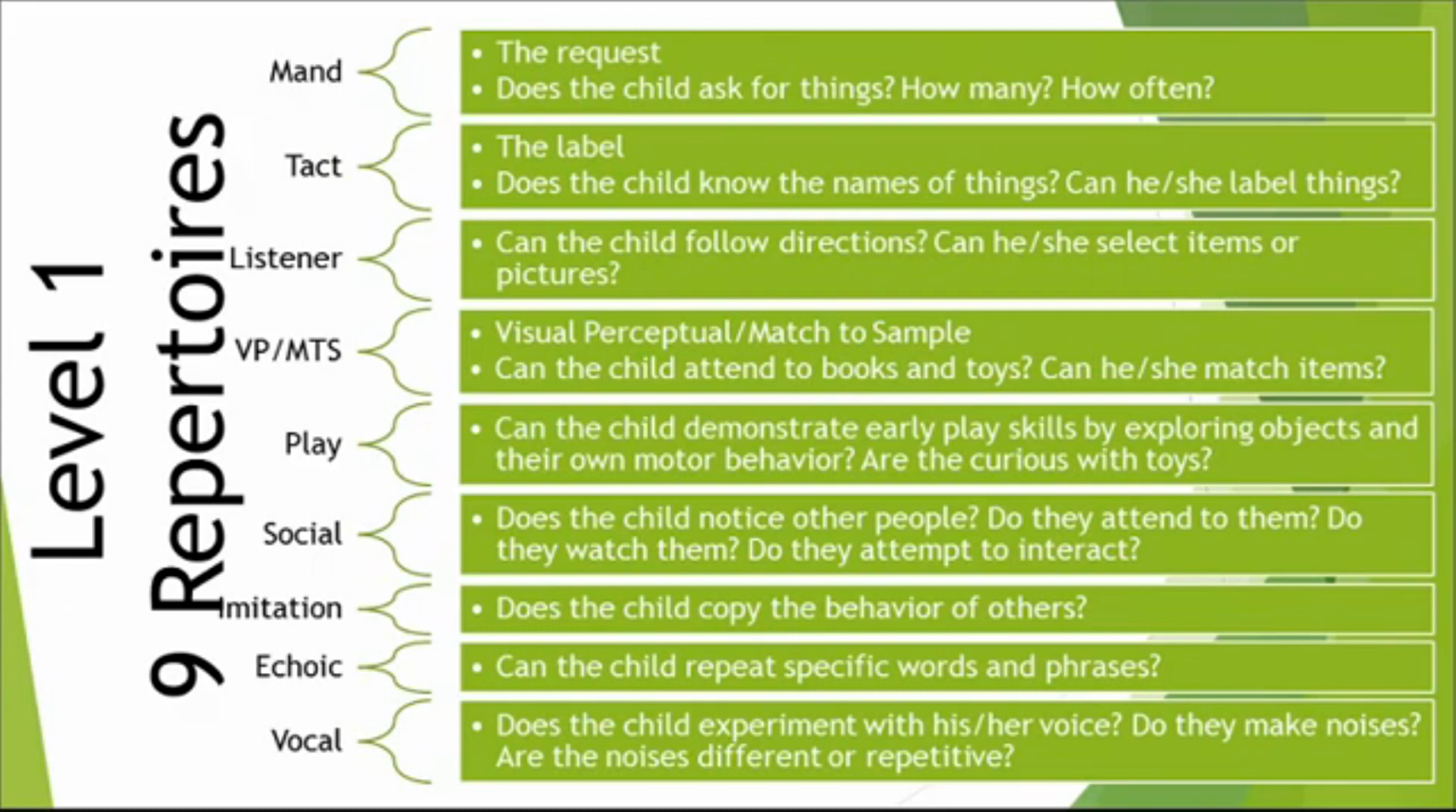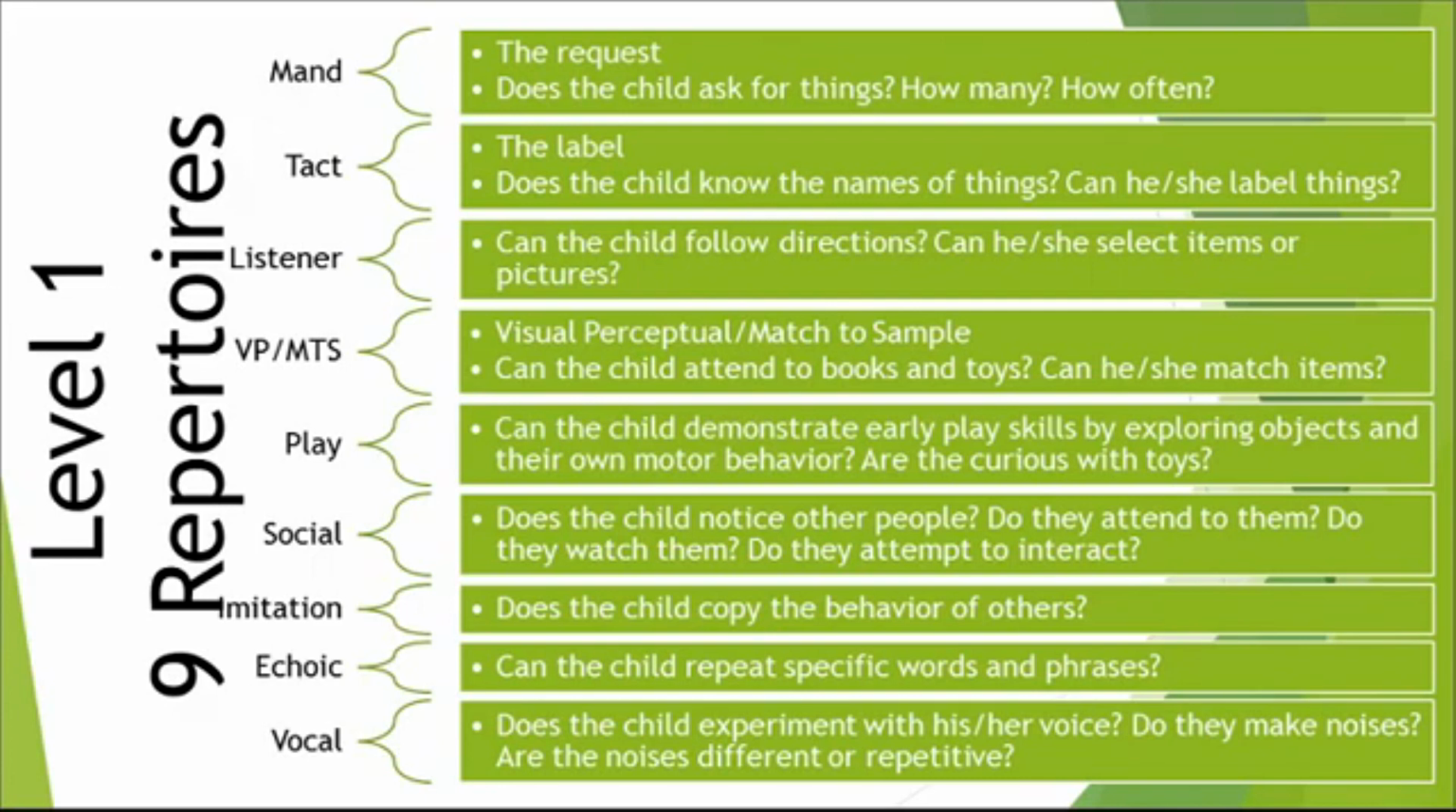Does the child notice other people? Do they attend to other people? Do they typically watch them? Do they attempt to interact with them? That is the social aspect. Next is imitation. Is the child able to copy the behavior of others?